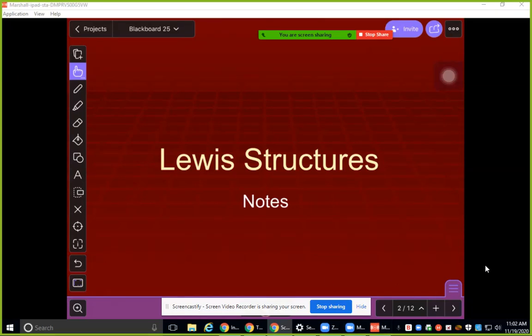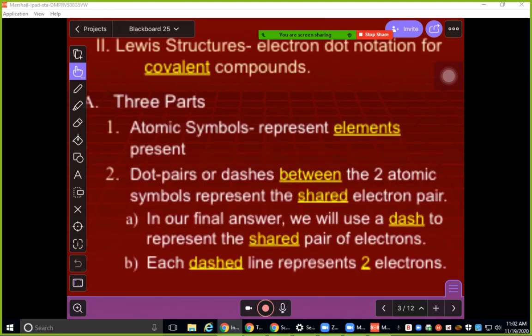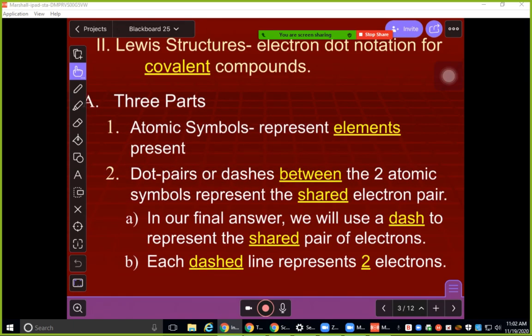So in your little notes that you guys have, we're dealing with the Lewis structure. Remember that your Lewis structures are the things that have the little dots that go around it, okay? When you're dealing with your Lewis structures, remember that we have atomic symbols that represent your elements. You have dot pairs or dashes that are going to show up between two atomic symbols. So we're going to start now bonding those things together.